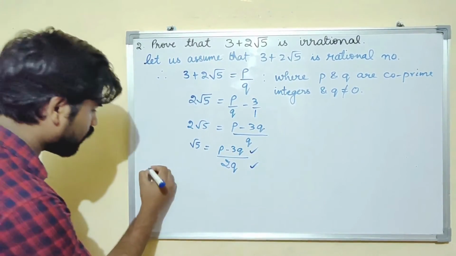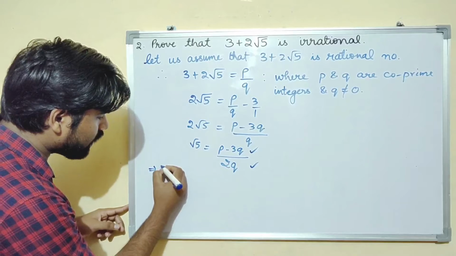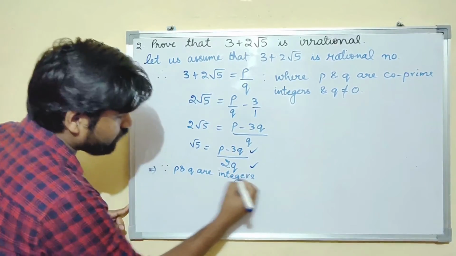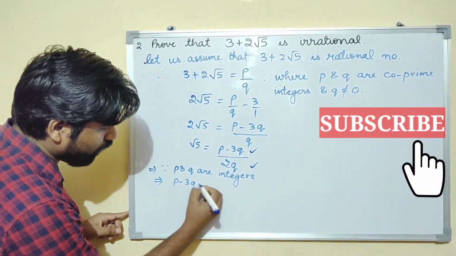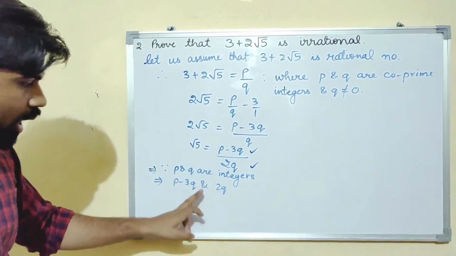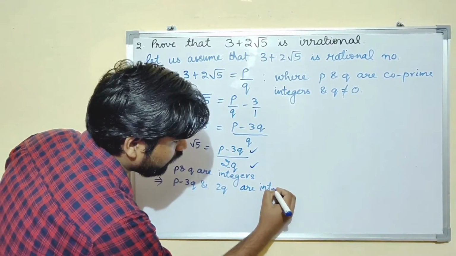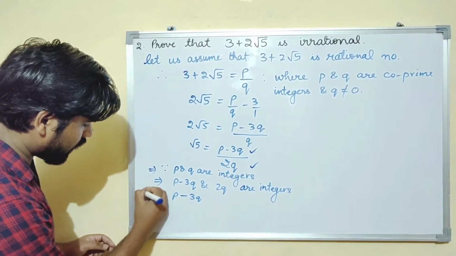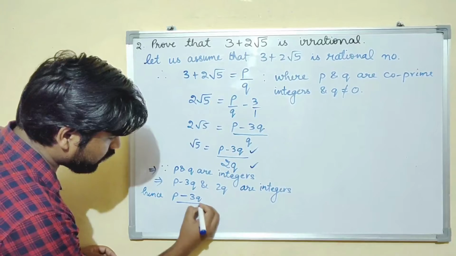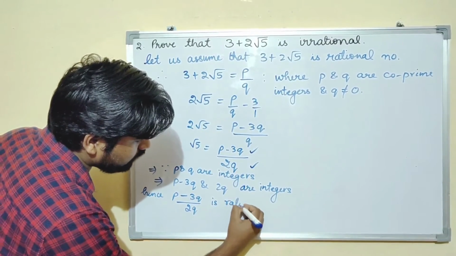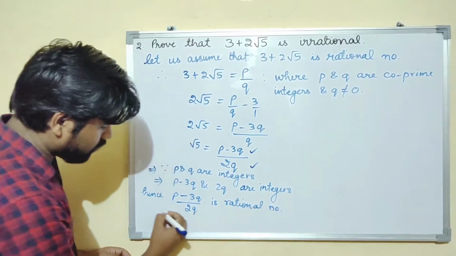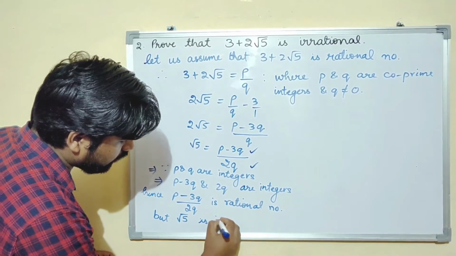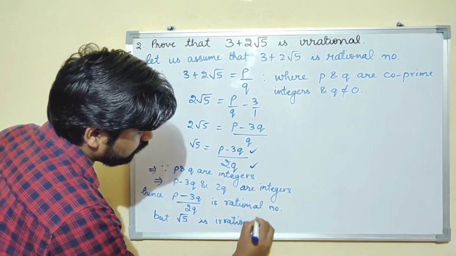So let us conclude this. We can write that since P and Q are integers, this implies that P minus 3Q and 2Q are integers, and hence you can say that P minus 3Q upon 2Q is a rational number. But root 5 is an irrational number.